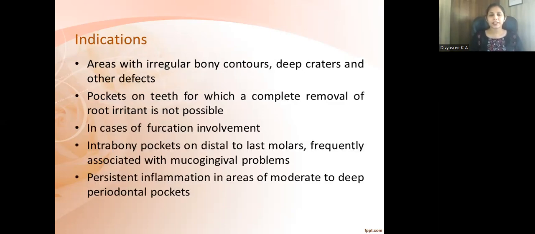So what are the indications of periodontal flap surgeries? Apart from pocket therapy, pocket eradication, pocket reduction, or otherwise pocket elimination, flap surgeries are meant to correct deep craters and irregular bony contours. They are also indicated in the management of furcation involvement, in intra-bony pockets, and distal to last molars. Periodontal flap surgeries are mainly indicated when inflammation persists in areas with moderate to deep periodontal pockets.